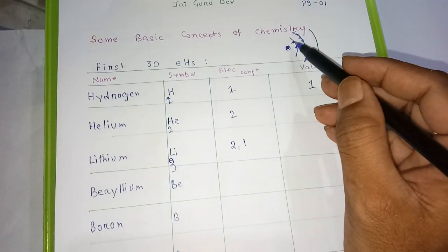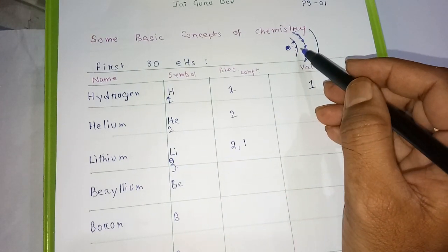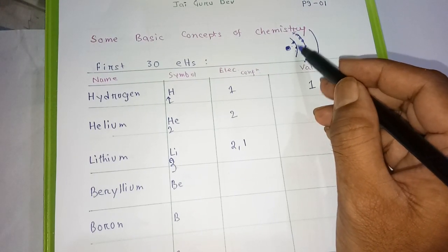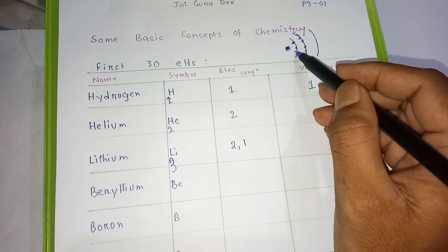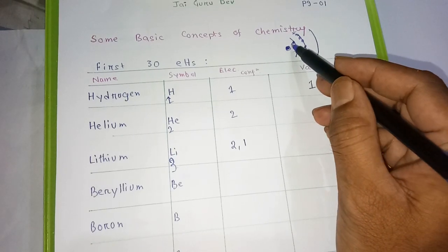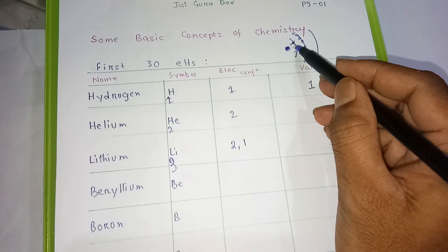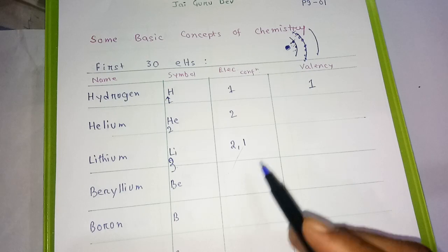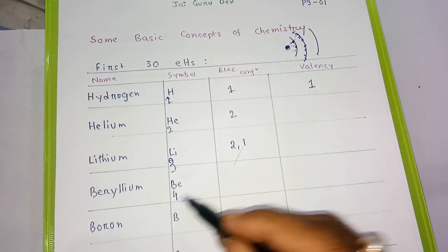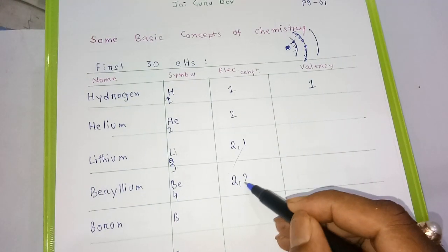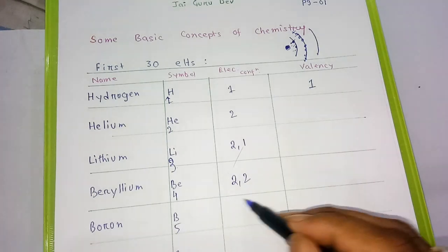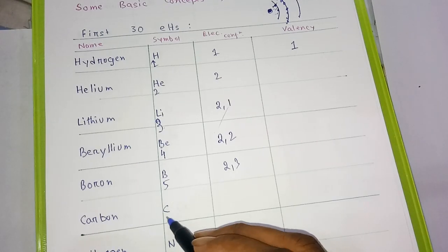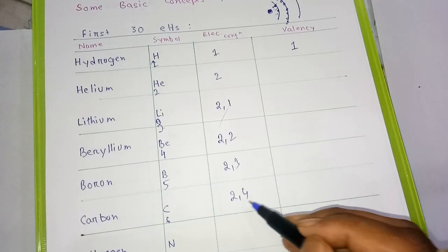Now 3 electrons, 2 electrons accommodate in the first shell. The maximum number of electrons that can be accommodated in the first shell is 2. Then 3 electrons are there. The first shell is filled with the 2 electrons, and the second shell contains 1 electron. If we have 4, this one will be 2, 2. If we have 5, this one will be 2, 3. If we have 6, 2, 4.